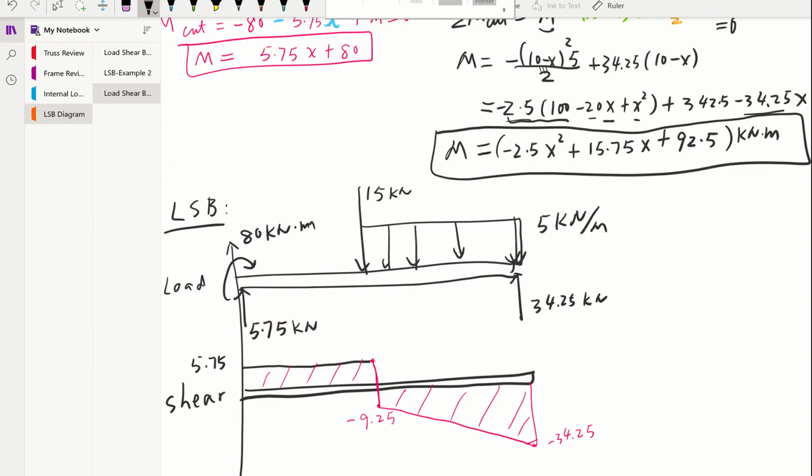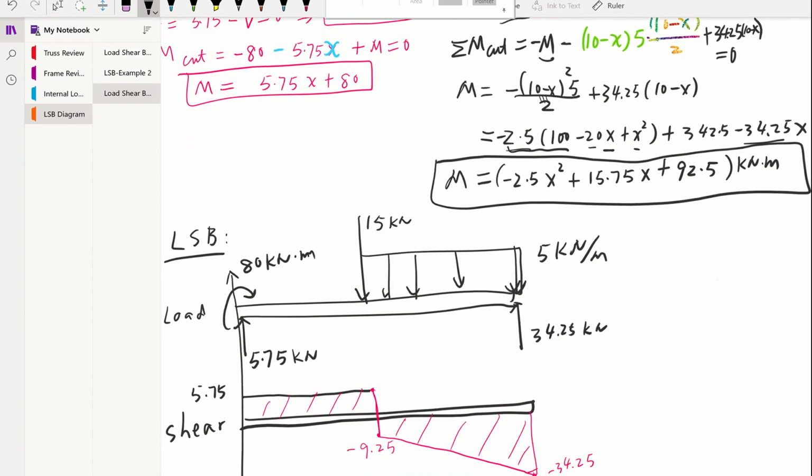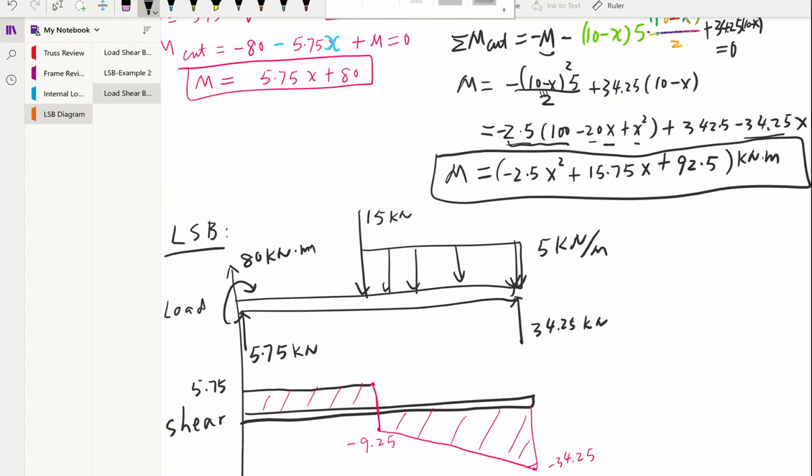Okay, our bending, first bending equation is right here. So again, put our beginning point, first half, x equal to 0, and ending is 5. So when x equal to 0, our M equal to 80. When x equal to 5, this is going to give us the bending. So 5 times 5.75, then plus 80.